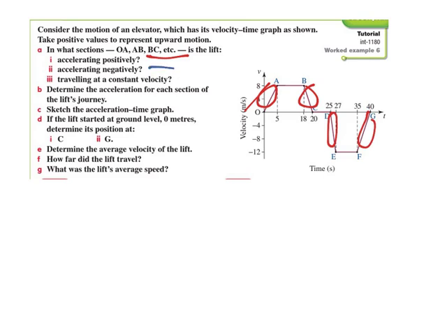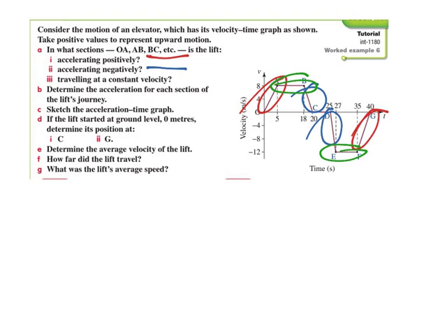Accelerating negatively, oh, that's not right. What am I talking about? Positive gradient there and there. Negative gradient is there and there. So the ones I've circled in red are the positive gradient ones. They're the ones accelerating positively. And the blue ones are the negative constant velocity, well, they're the flat sections there and there.